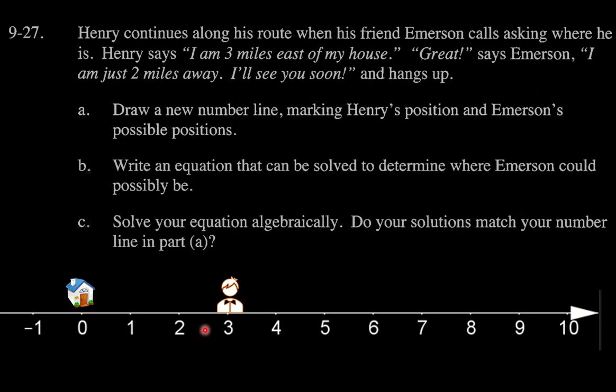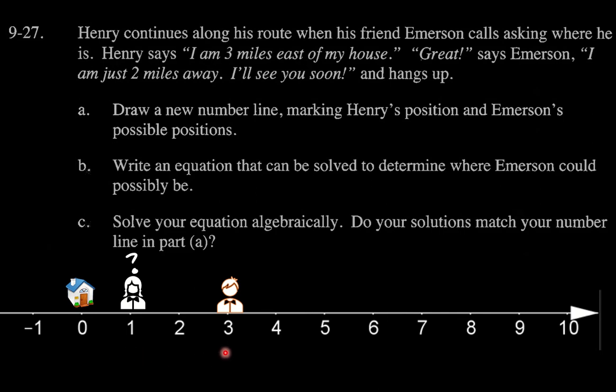That's not where Emerson is, right? She says I'm 2 miles away. Well, that's not 2 miles away, right? The difference between Henry's location and where she is, that's only 1 mile away. So she could be here, right? One of the places she could be. I don't know that she's here, so I'll put a question mark above her, but she could possibly be here. So this is one of the places she could be.